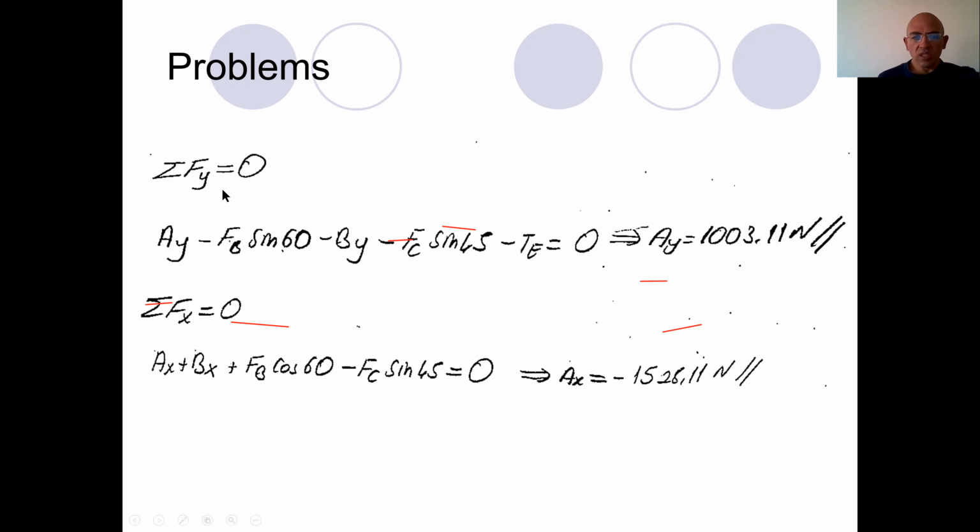Let's continue. Sum of the forces in Y direction has to be equal to 0 for the rod AC. So AY is equal to minus FB multiplied by sine 60 minus By minus FC multiplied by sine 45 minus TE. In this equation, only unknown is AY. So we have calculated the FB and FC, and we have just calculated the By. From here, you can obtain the value for the AY as 1003.11 newtons.